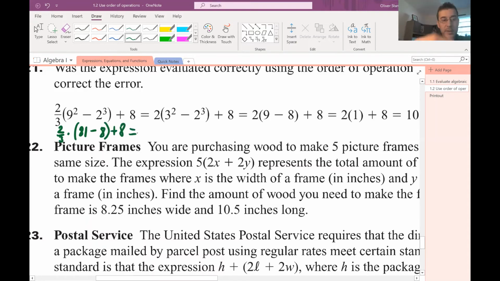Next, we do the grouping, or the parentheses. So 81 minus 8 is 73, right? And then plus 8. So here we have multiplication and we have addition. We're going to do multiplication first. So 2/3 times 73. 73 can be written as 73 over 1. We multiply numerator with numerator, denominator with denominator. So 2 times 73 is 146 over 3 times 1 is 3, and then plus 8.